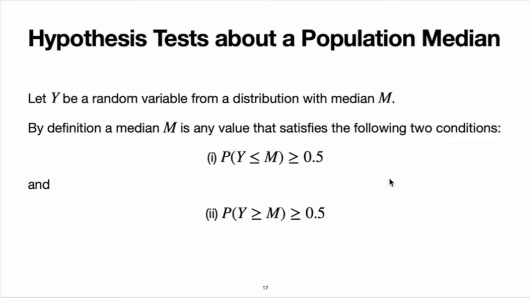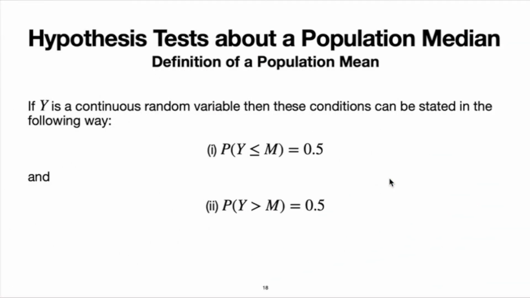Now, it may seem a little cumbersome, but the reason it's expressed this way is because the definition has to apply both to discrete distributions and to continuous distributions. And so that is why it's expressed this way.